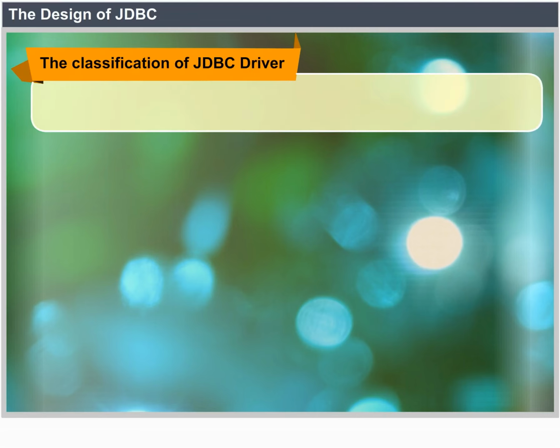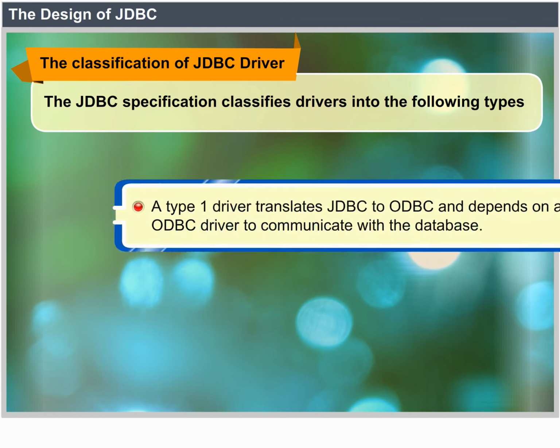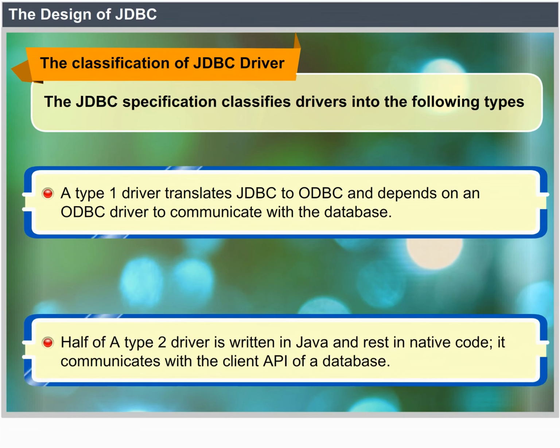The design of JDBC. Classification of JDBC driver. The JDBC specification classifies drivers into the following types. A type 1 driver translates JDBC to ODBC and depends on an ODBC driver to communicate with the database. Half of a type 2 driver is written in Java and the rest in native code. It communicates with the client API of a database.